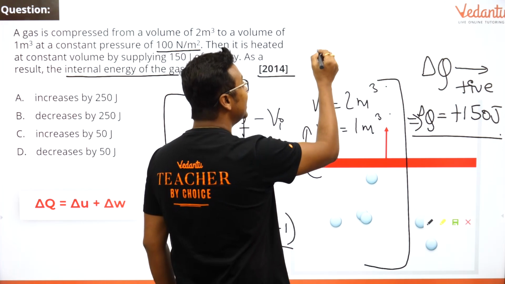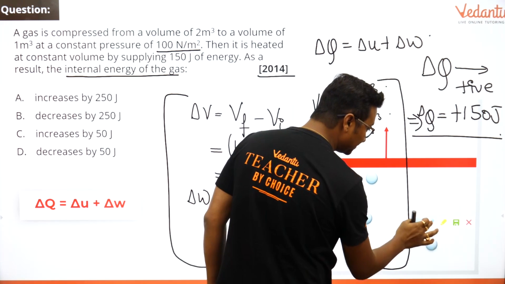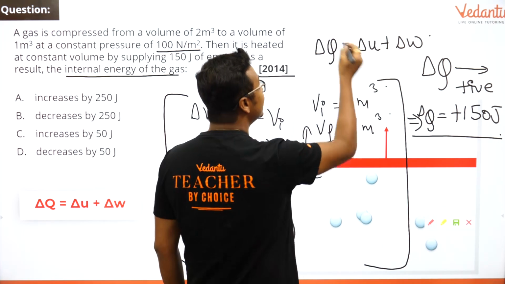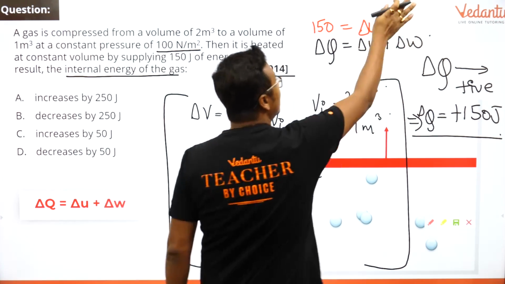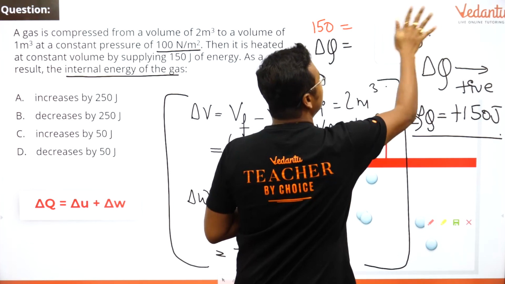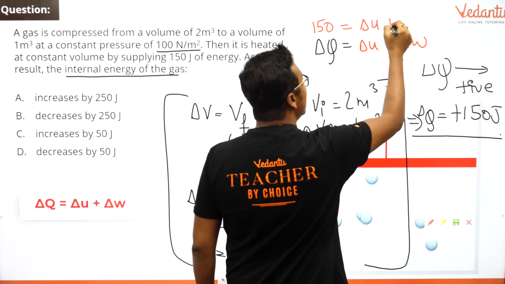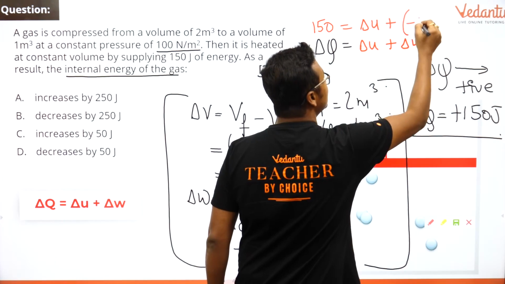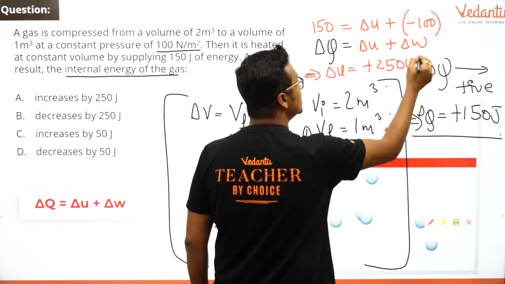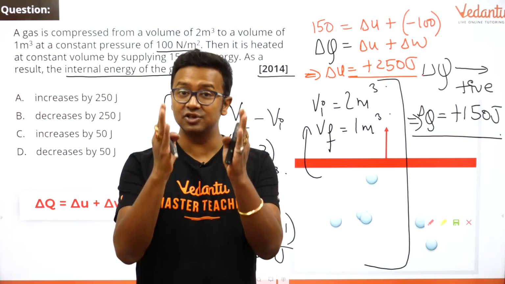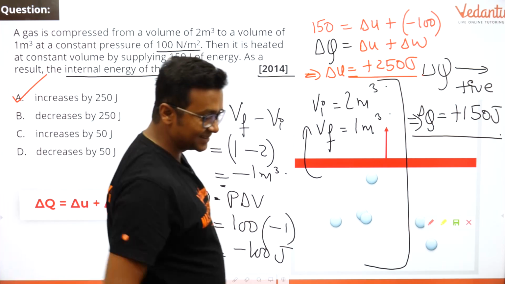So we know the standard formula is delta Q is equals to delta U plus delta W, which kind of tells me that my delta Q out here is 150, is equals to delta U. This is what I need to find out. Plus, okay, let me just remove this part. So I know this is like delta U plus delta W. Delta U, I'll keep it as it is. Plus delta W is minus 100. So minus 100. What do I get here? Delta U is equals to plus 250 joules. That means I can clearly observe that my internal energy has increased by 250 joules, my dear students. So option A here is the right answer.